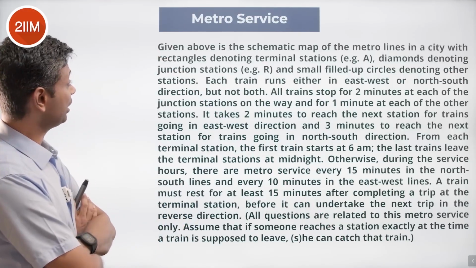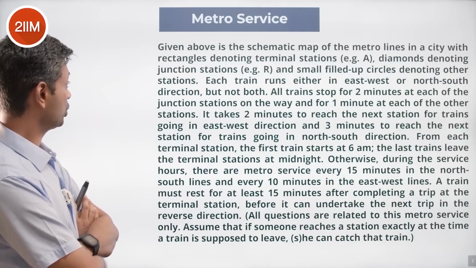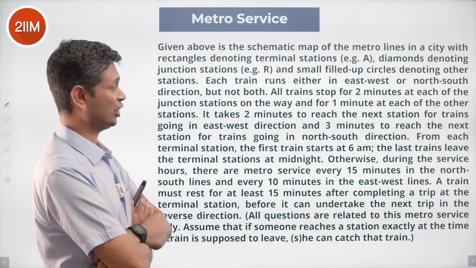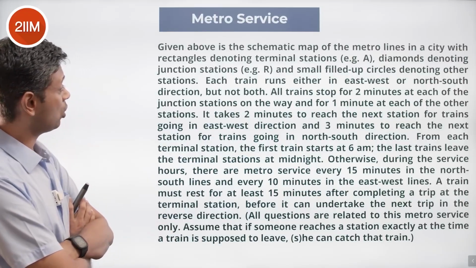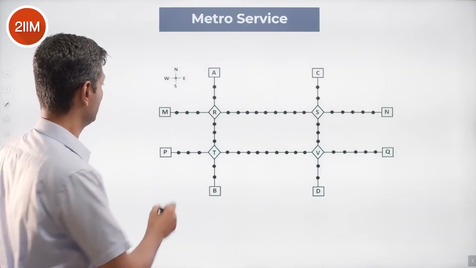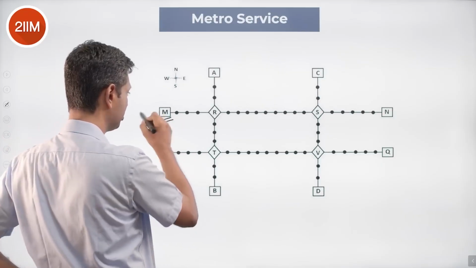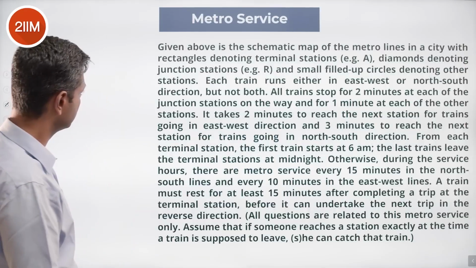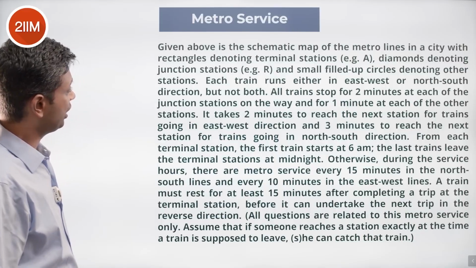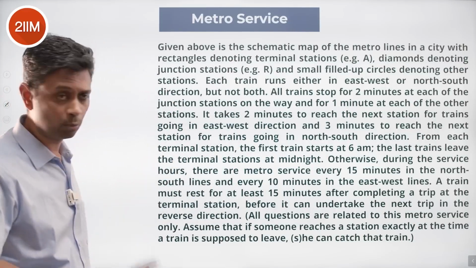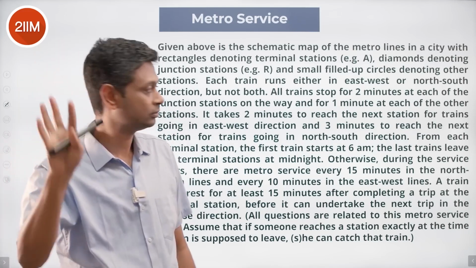Given above is the schematic map of the metro lines in a city, with rectangles denoting terminal stations, diamonds denoting junction stations, and small filled-up circles denoting other stations. Look at the diagram: terminal, junction, and other stations. Each train runs either in the east-west or the north-south direction, but not both. Nice, they don't do this.